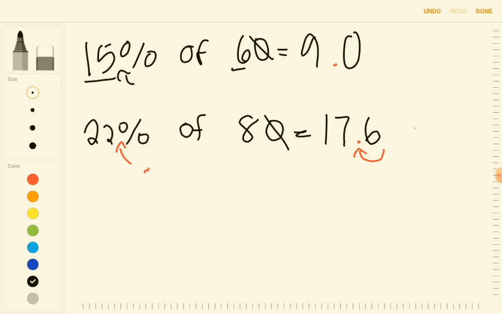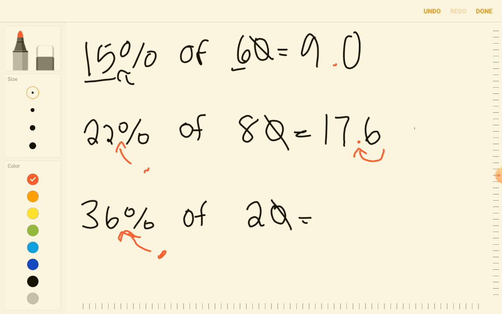Next problem, we have 36% of 20. Just like the problems above, cancel out the 0. No 0 over here, so we would use a decimal place. And if we do 36 times 2, we get 72. And our decimal place would usually be right here, but now we're going to move it over here. And our final answer should be 7.2.